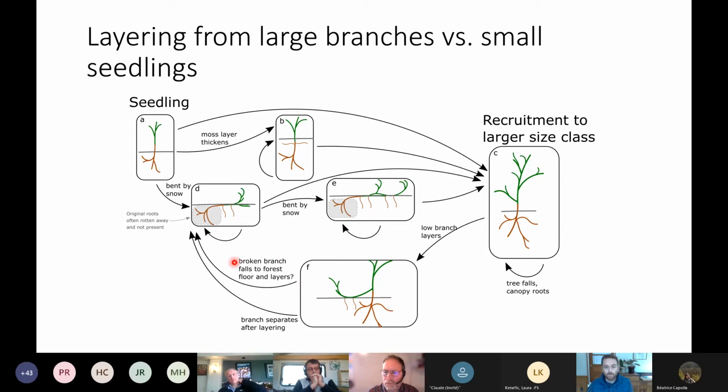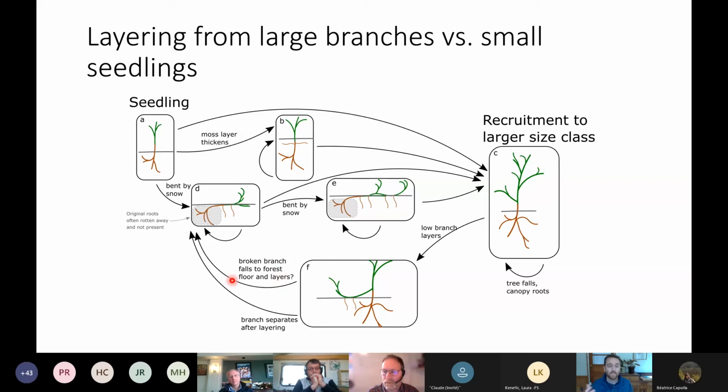What we're starting to explore now, though, is what if there are broken branches that can fall from that canopy? How likely are they to land in such a way or in a substrate that allows a branch to fall from a canopy and root to the forest floor? There's evidence, as we know, of people sticking branches of northern white cedar in the soil and they can root, but how likely is it that a branch can actually fall from the canopy and layer? That's something we're exploring now, and we're not really sure what the outcome might be.